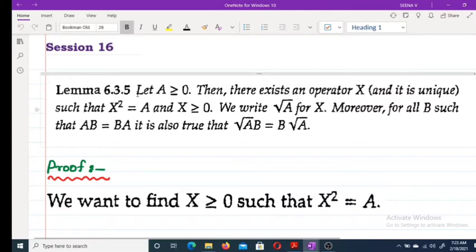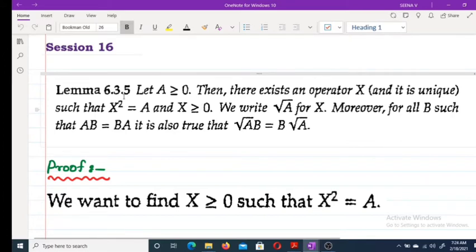Once again, let a be greater than or equal to 0, then there exists an operator x such that x square equal to a. What is the meaning of that? There exists an operator x such that x square equal to a. That means this equation has a solution x. Well, if a is greater than or equal to 0, then the equation x square equal to a has a solution. That means there exists an operator x such that x square equal to a and x is also greater than or equal to 0.